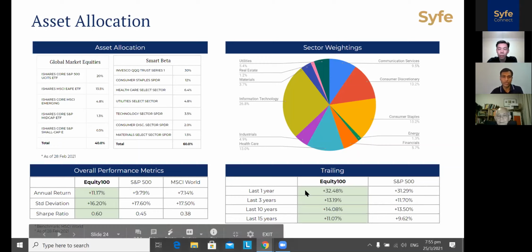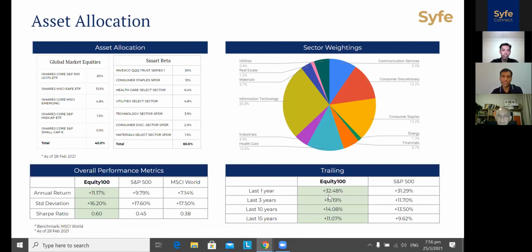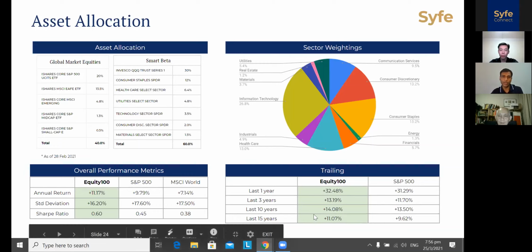These are annualized returns. Of course, last year was really great. Our Equity 100 portfolio was up 23% versus the S&P, which was up 18% for the end of last year. But even if you go back 3-year, 10-year, 15-year, and again, annualized return year over year over year, you're generating double-digit return on a consistent basis with this.